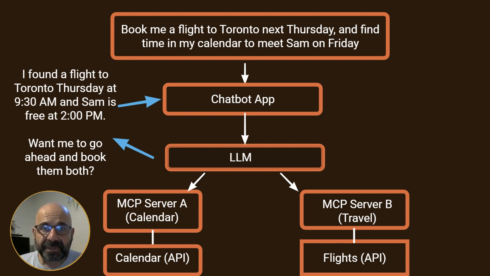The LLM takes that info and crafts a response. "I found a flight to Toronto Thursday at 9:30 a.m. and Sam is free at 2 p.m. Want me to go ahead and book them both?" That's the magic. The LLM is smart, but the MCP infrastructure makes it productive.